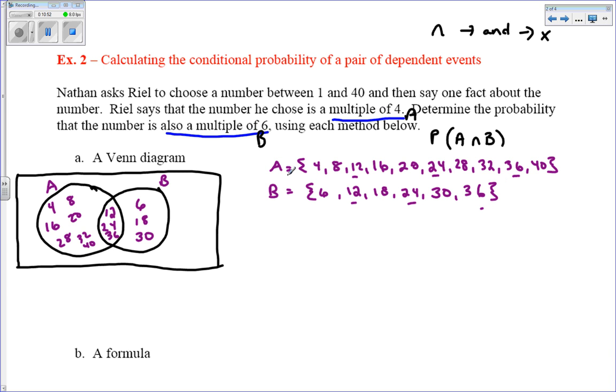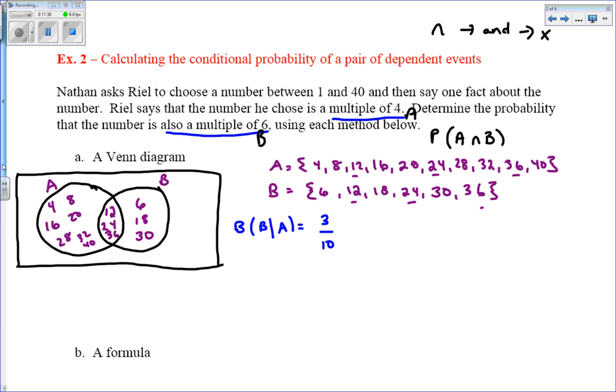So the probability of B, given that A has occurred, is, look at that, we've got 3 choices out of 10. Because there's 10 here. 1, 2, 3, 4, 5, 6, 7, 8, 9, 10. Okay, and there's 3 that we have in common. Now, we could also do it this way, with the formula.